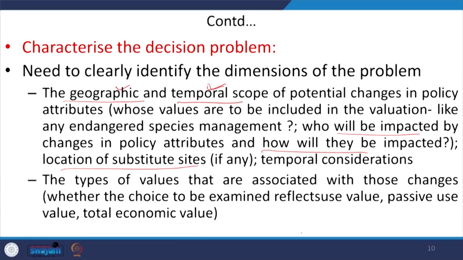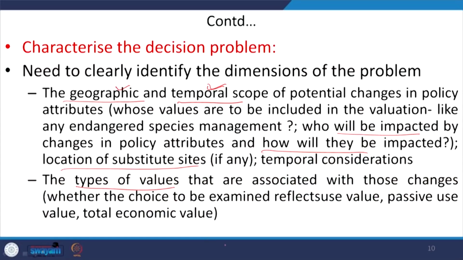And moreover, the second thing that we need to take care of under identifying the problem is what type of values can be associated with the changes if these changes are going to materialize. When we say what kind of values, we are talking about whether the choice that we are making here, or the experiment that we are doing here, is related to the use values or the non-use values, like passive use values, or it reflects both use value as well as non-use value, which we call the total economic value.